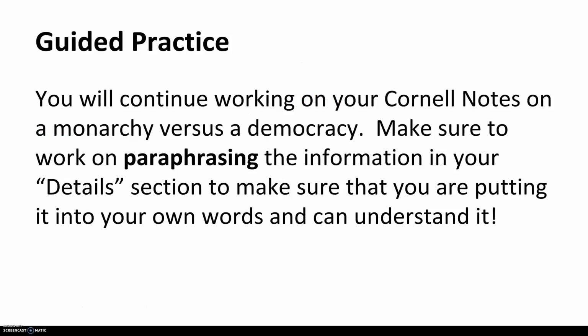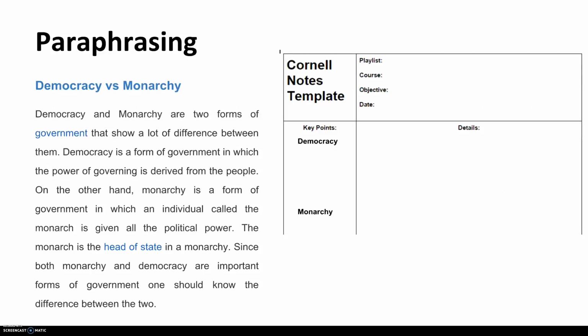Okay, so you will continue working on your Cornell Notes on a monarchy versus a democracy. Continue to make sure you're paraphrasing the information in your detail section, putting it into your own words so you can understand it. And if you want me to check it, you can always take a picture of it and send it in an email or a Hangout, and just let me look at it and make sure that you're on the right track with paraphrasing. Okay, so again, democracy versus monarchy, Cornell Notes, key points, the details in your own words.